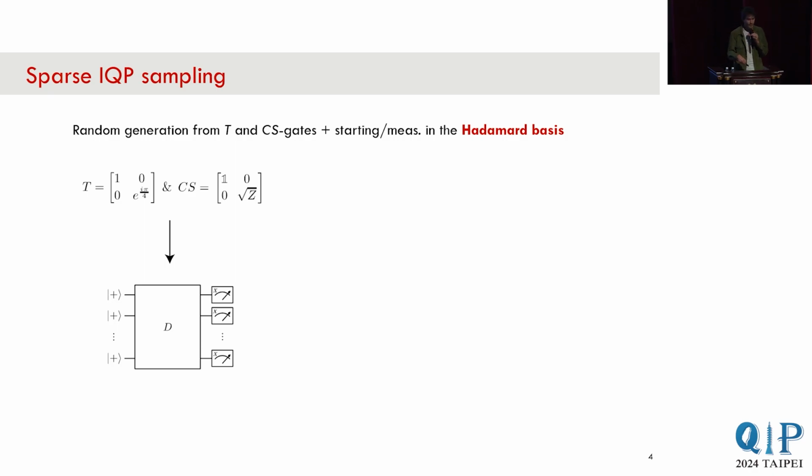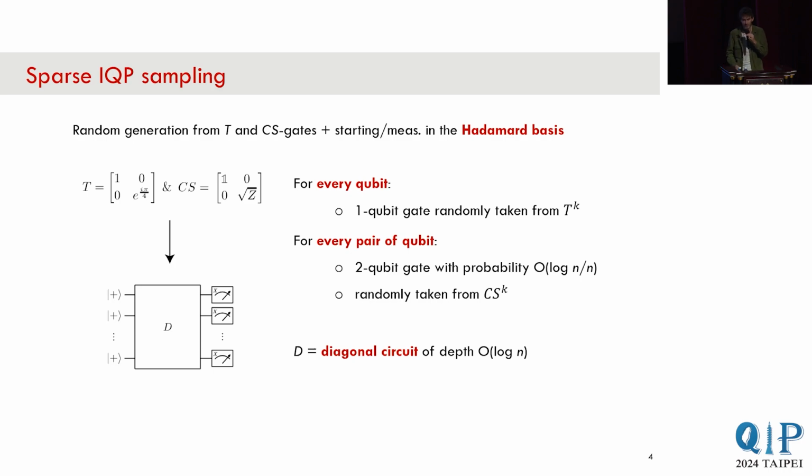All right, so in our work, we have been focused on sparse IQP sampling, which is a subclass of IQP sampling, which corresponds to sampling from circuits that are diagonal in the computational basis, where qubits start and are measured in the Hadamard basis. So for the sparse variant, essentially the diagonal circuit is randomly generated from T and CS gates with the following rules. For every qubit, you apply a 1 qubit gate that is randomly taken from some power of the T gate. And for every pair of qubits, you apply, with probability log n over n, a 2 qubit gate that is randomly taken from some power of the CS gate.